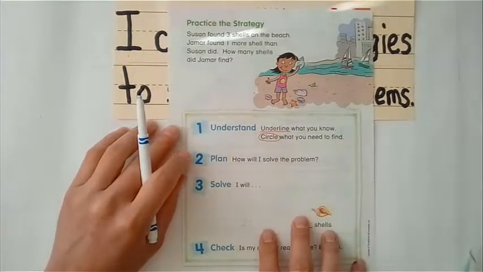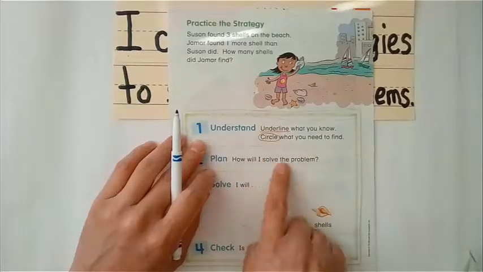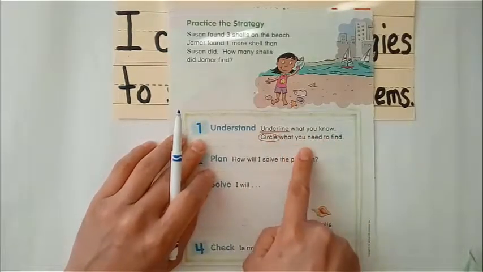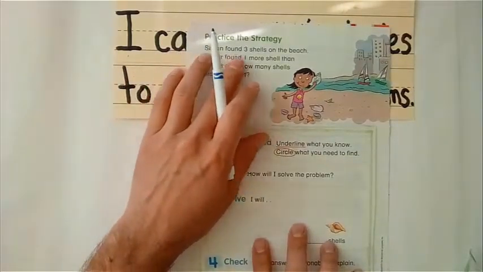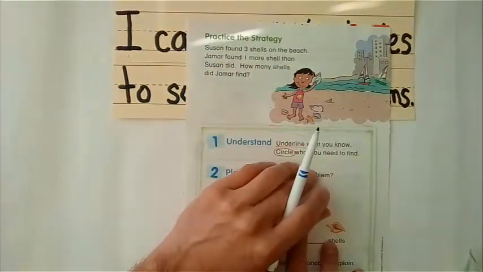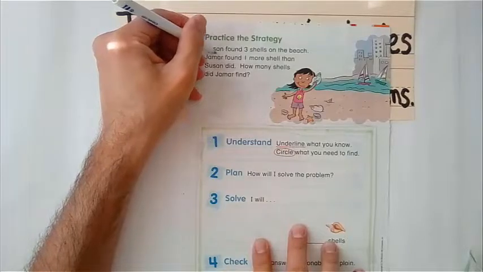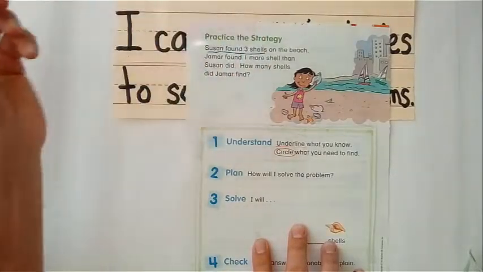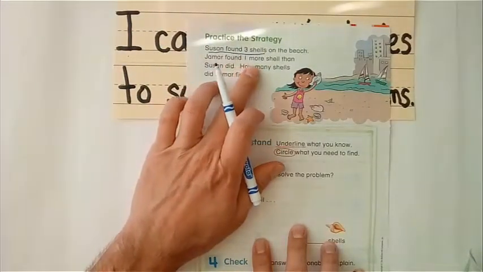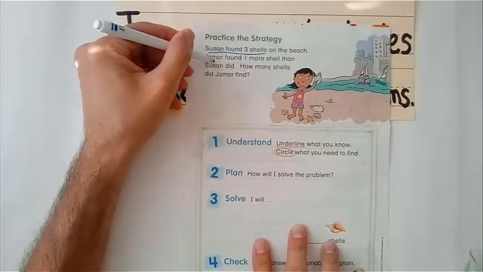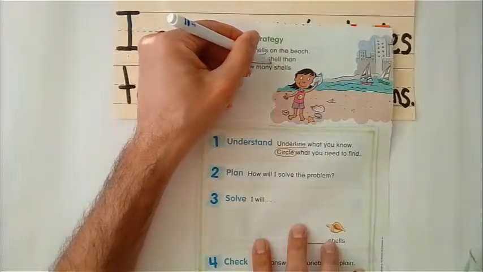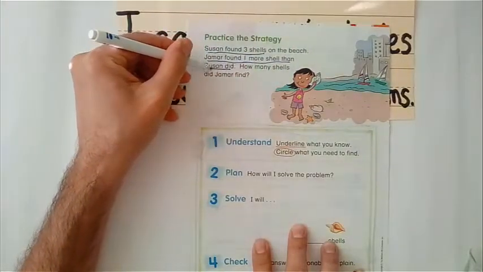Okay, so what are we going to do? Well, first we have to understand what we're reading. We're going to underline what we know and circle what we need to find out. It says, Susan found 3 shells on the beach. Well, I know Susan found 3 shells, so I'm going to underline that. Jamar found 1 more shell than Susan did. So I'm going to underline that.